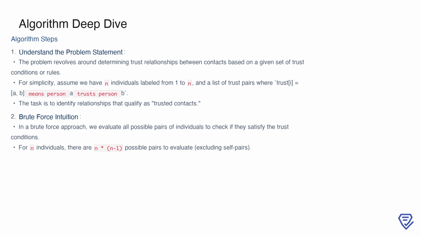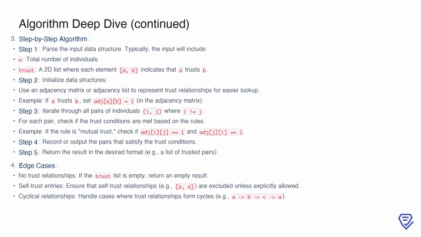A basic approach to this problem is to evaluate all possible pairs of individuals, which, for n individuals, results in n*(n-1) pairs if we exclude self-pairs. This brute force method involves checking each pair to see if the trust conditions are met. Now, let's break the solution into clear, actionable steps.